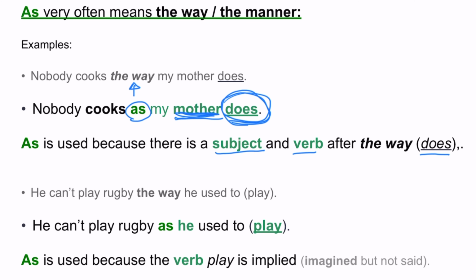Another example. He can't play rugby the way he used to. Here is the way. Now, play, we haven't said play because play is implied, it's imagined, but we haven't said it. So we say he can't play rugby as he used to. We intend he used to play, but we say just he can't play rugby as he used to. So as is used because the verb play is implied. We've imagined it even if we haven't said it.